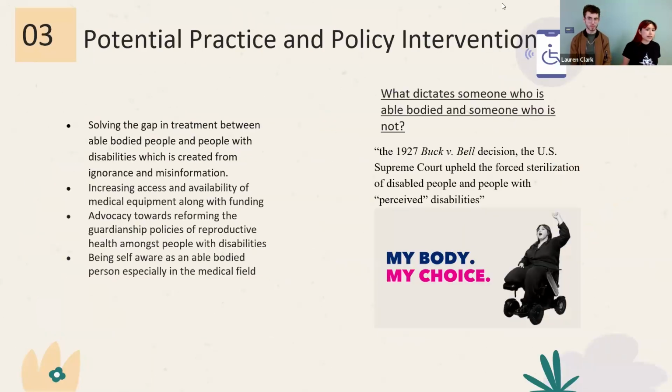So some potential practices and policies that we can keep in mind: how can we solve the gap in treatment between able-bodied people and people with disabilities? This is often created from ignorance and misinformation. Some things that we thought of that could be done is sensitivity training, especially amongst providers, just to help make a better and safer environment for the provider and the person.